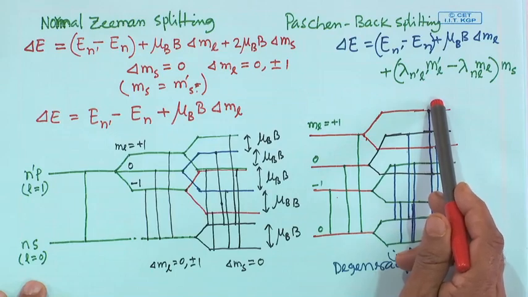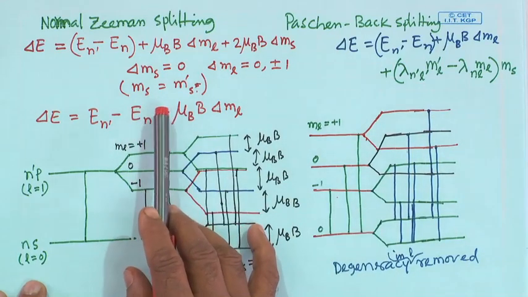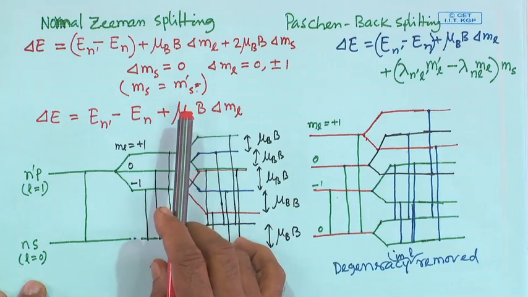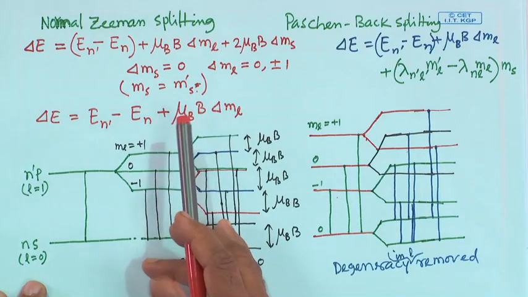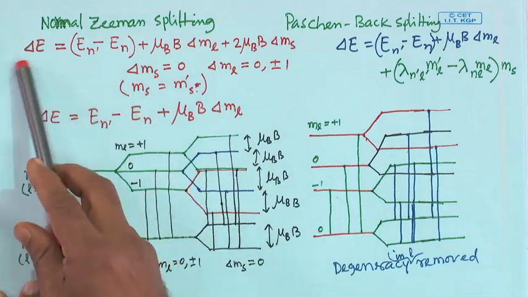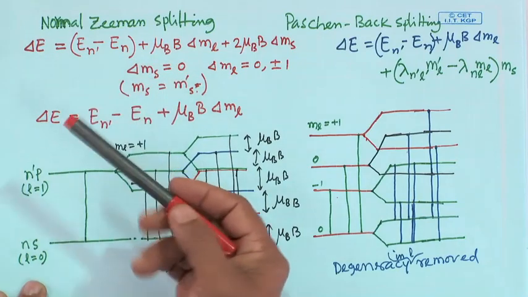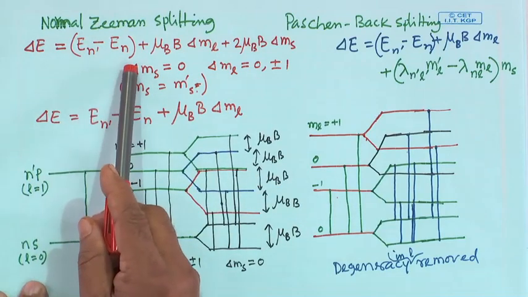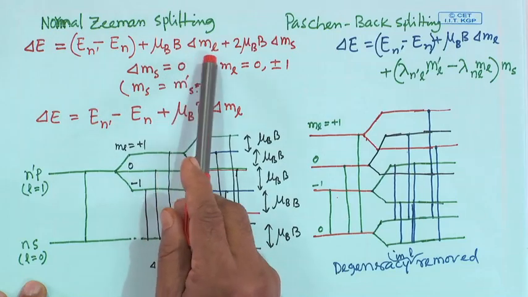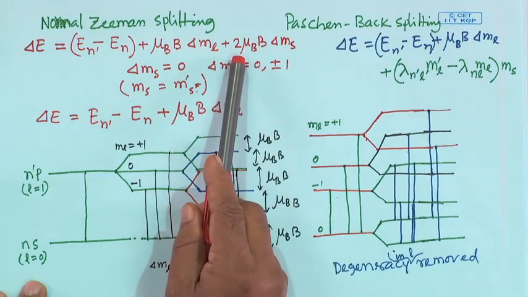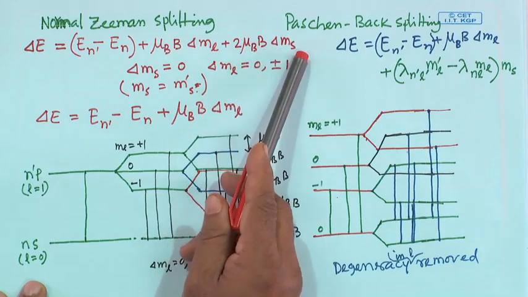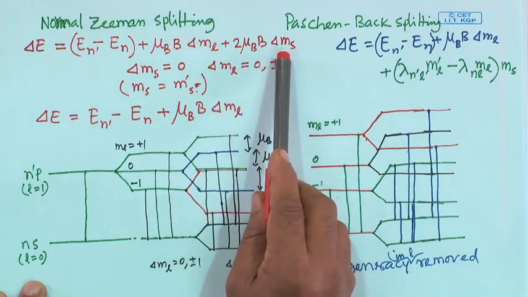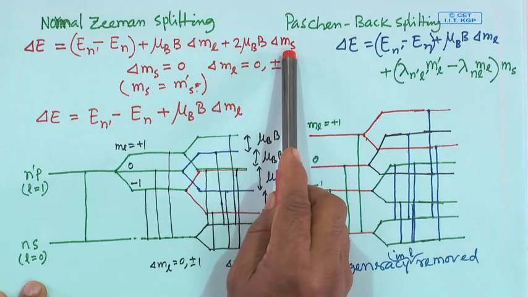Okay. So, in the normal Zeeman effect, it was a very high magnetic field, or the spin-orbit interaction coupling was negligibly small or vanished. So, there what was the energy expression for spectral lines? ΔE equals E n dash minus E n plus μB B Δm_l plus 2 μB B Δm_s. So, here I have written it, but basically I do not need this last term, because a transition is only possible when Δm_s is 0.